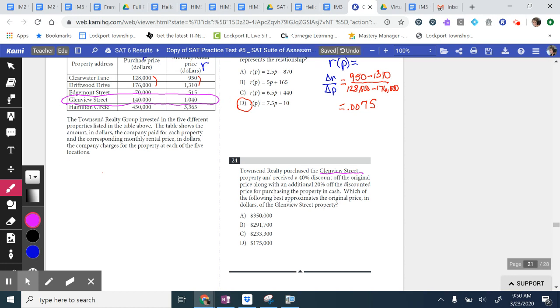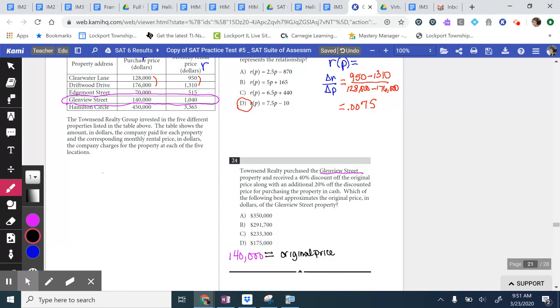And they said they received a 40% discount off the original price with an additional 20% off the discounted price because they used cash to pay for this property. So the $140,000 that they paid for this property was calculated with this discount scheme off of the original price. So let's just write down, because that's what we're looking for, the original price.